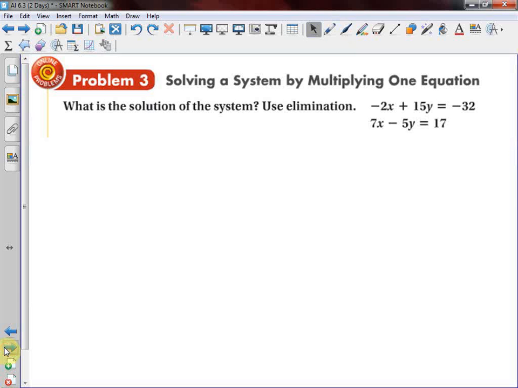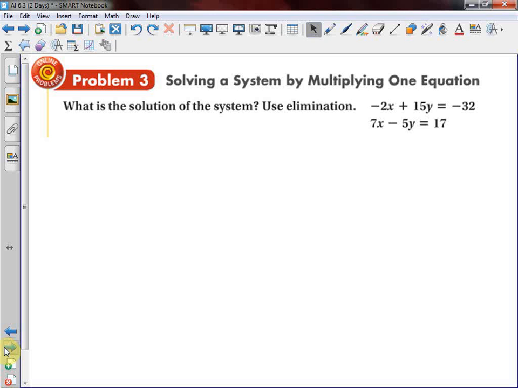All right, problem 3. We have -2x + 15y = -32. The second equation is 7x - 5y = 17. In the previous problems that we've done in the previous lesson, the numbers matched up. We had the same number. So when we look at this problem, we don't have any that have the same number, which might lead you to believe that we can't use the elimination method.